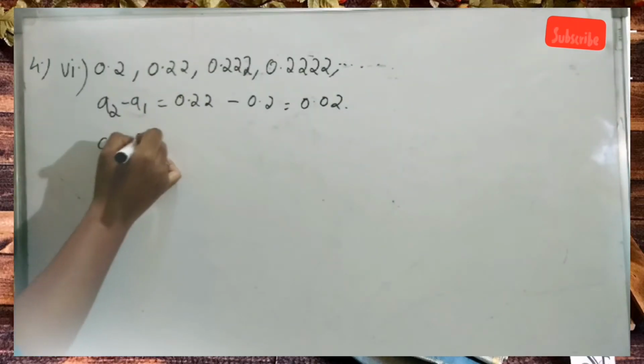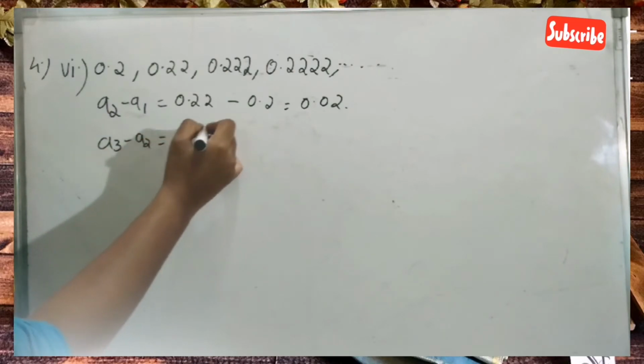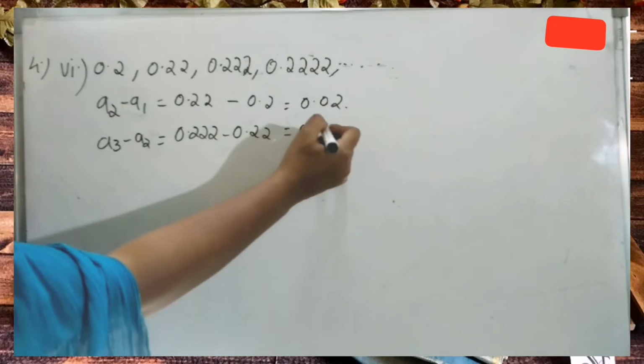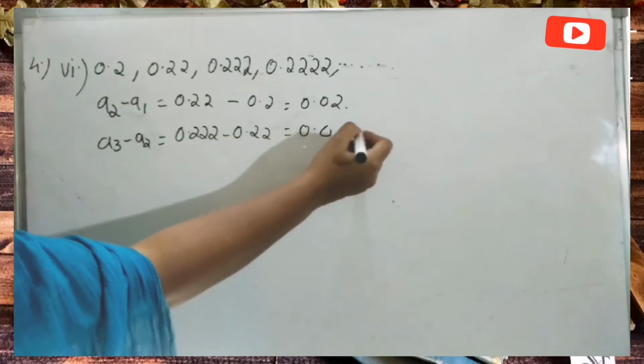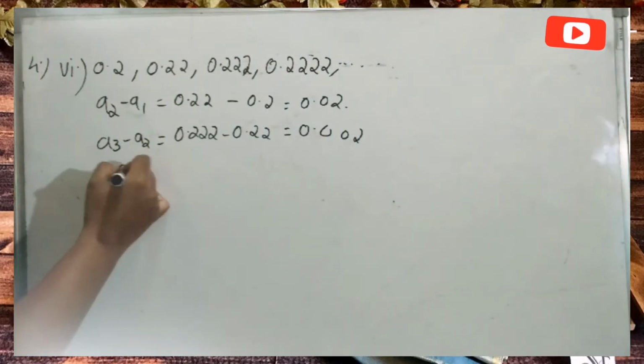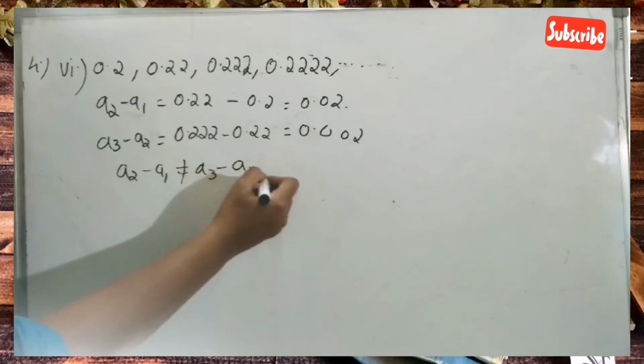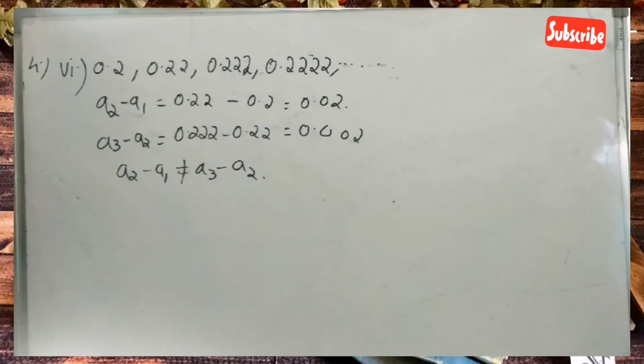And a3 minus a2 is equal to 0.222 minus 0.22, which is equal to 0.002. Just look at this. We can see that a2 minus a1 is not equal to a3 minus a2. Therefore, the given list of numbers does not form an AP.